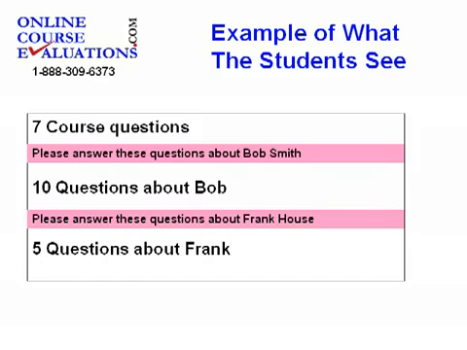So when a student logs in, they will see that they are taking one course. When they click on it, they will see 7 course-related questions, a pink bar with Bob's name on it, 10 questions for Bob, a pink bar with Frank's name on it, and 5 questions for Frank. This solution results in far fewer questions than our competitor surveys, who have to repeat all of the course-related questions for Bob and Frank, so our students don't suffer from survey fatigue compared to our competitors.